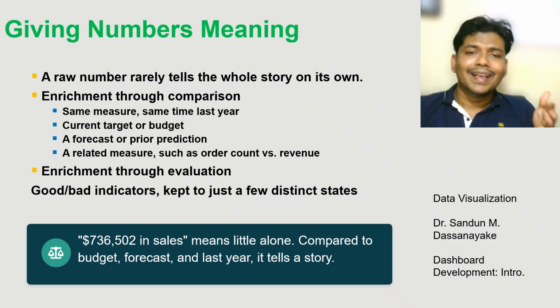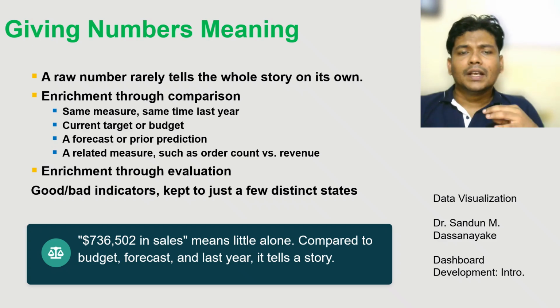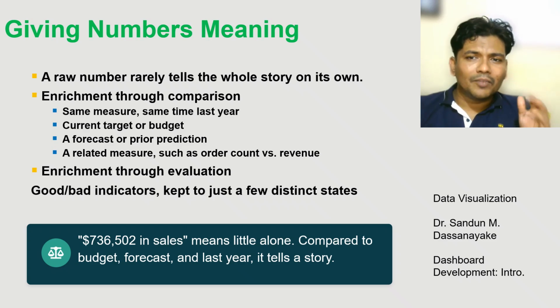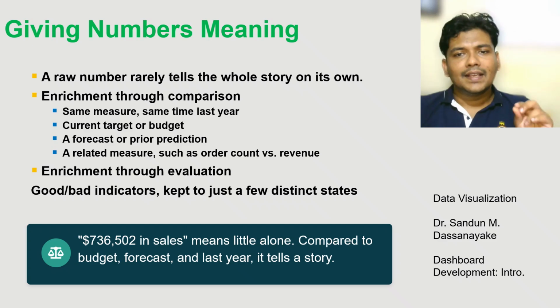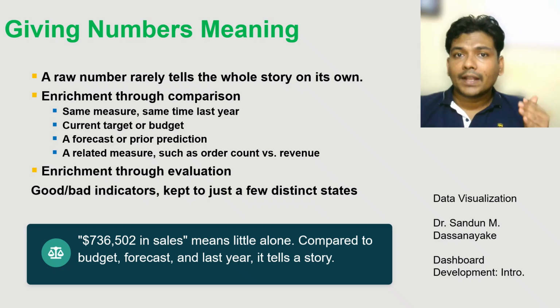Evaluation enrichment means explicitly telling the viewer whether a number is good or bad, often through color or a simple indicator, so they don't have to make that judgment themselves. One caution here: evaluation indicators work best with just a few distinct states. If you try to encode 5 or 6 gradations of good to bad, you're asking viewers to make fine distinctions their eyes simply aren't built for. Context turns a lonely number into a story. Now, that is the goal.